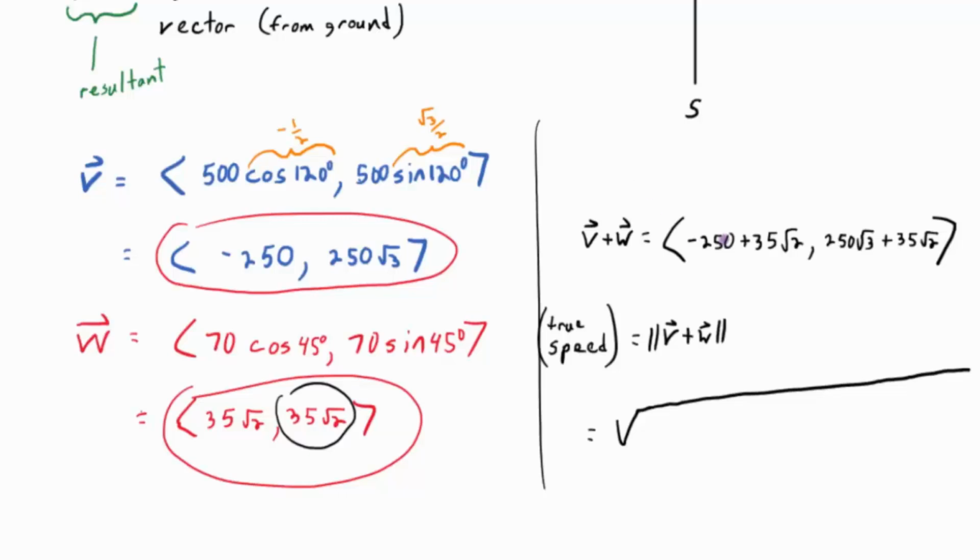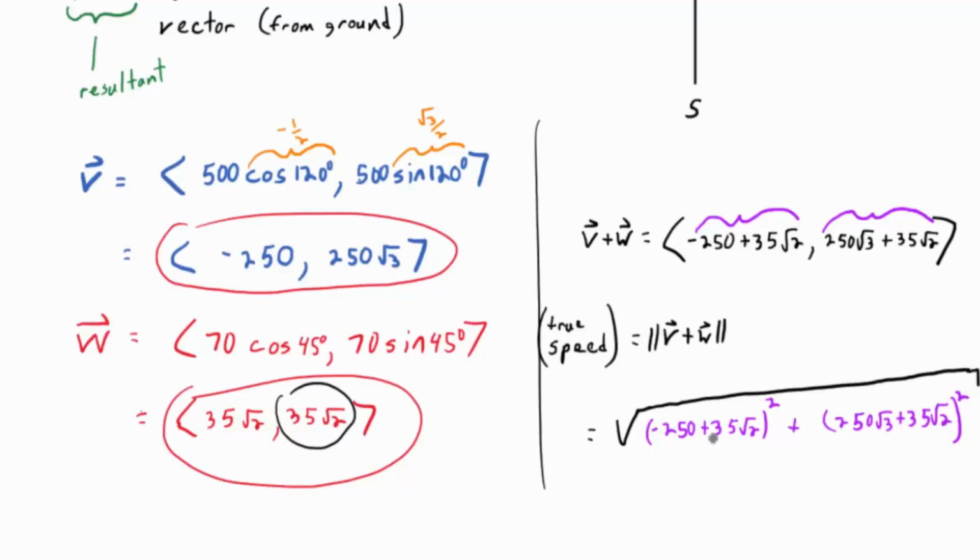And what do you do then? You take that horizontal component, square it underneath the square root, add it to that guy squared. So negative 250 plus 35 radical 2, the whole thing squared, plus the second component squared: 250 radical 3 plus 35 radical 2, the whole thing squared.